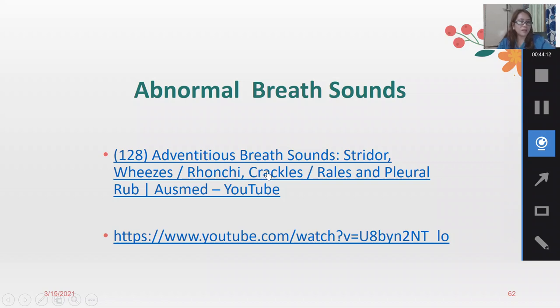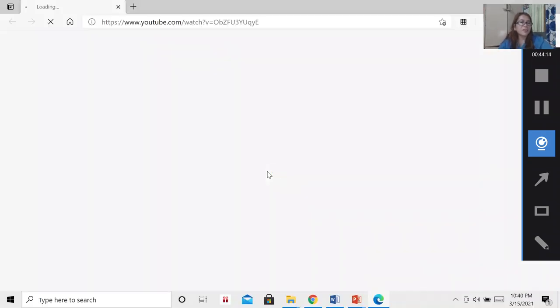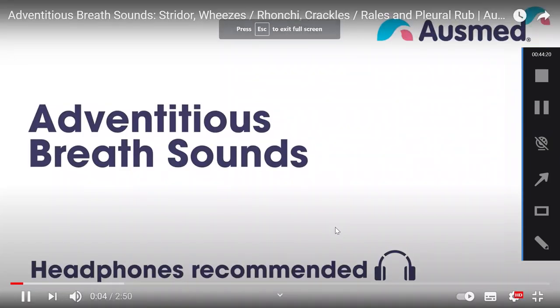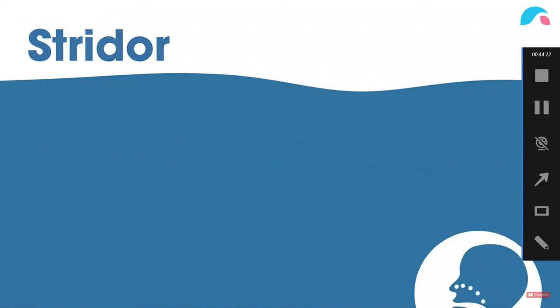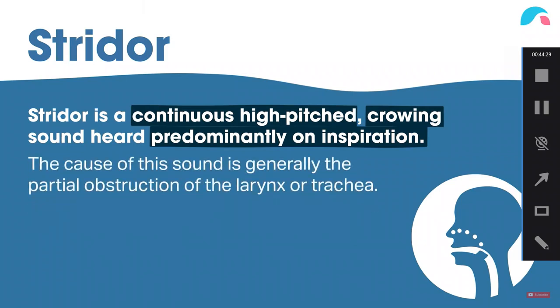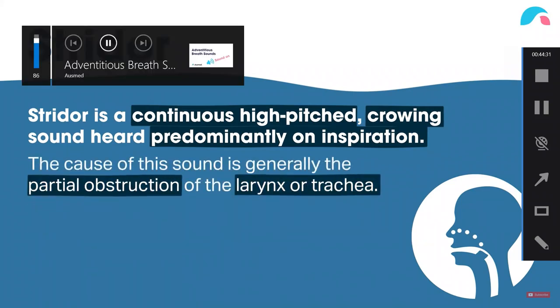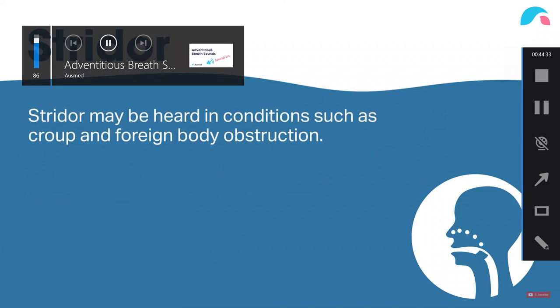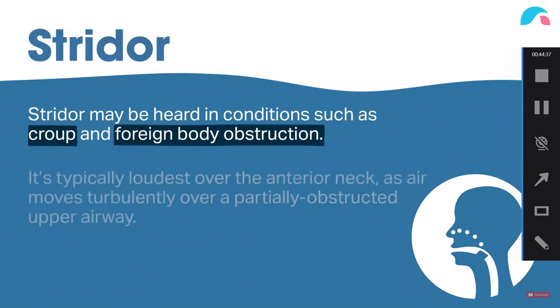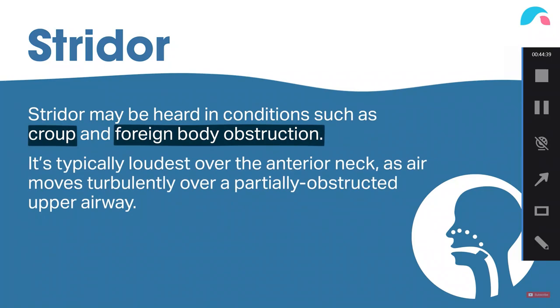Dalawa ulit ang aking reference for you to understand it better. Adventitious breath sounds. Stridor. Stridor is a continuous, high-pitched, crowing sound heard predominantly on inspiration. The cause of the sound is generally partial obstruction of the larynx or trachea. Stridor may be heard in conditions such as croup and foreign body obstruction. It's typically loudest over the anterior neck as air moves turbulently over a partially obstructed upper airway.